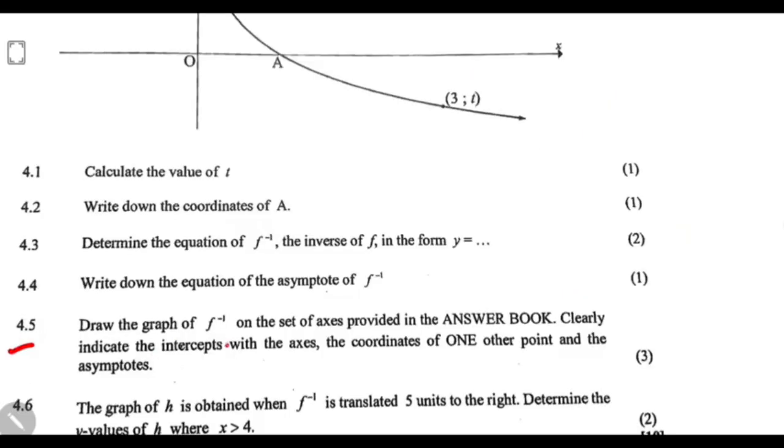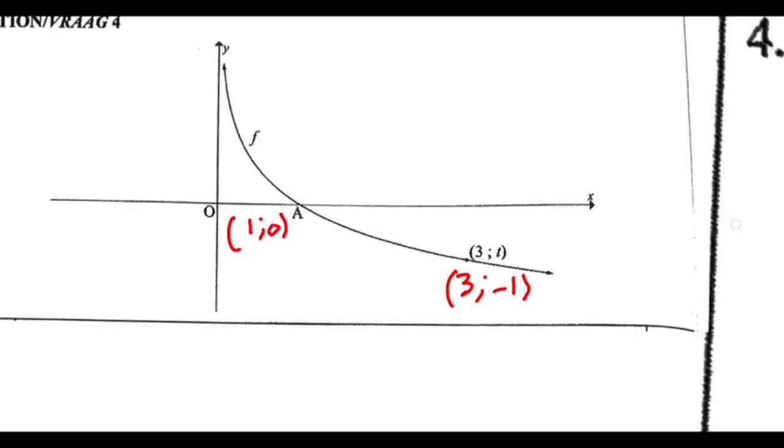4.5, draw the graph of f inverse on the set of axes provided in the answer book. Clearly indicate the intercepts with the axes, the coordinates of one other point, and the asymptotes. So I'm going to sketch the graph. This is the original function we have. This is the point 3 and negative 1, and this is the x-intercept 1 and 0, and x equal to 0 is the y-axis. So this is your asymptote. The function shouldn't touch the y-axis.